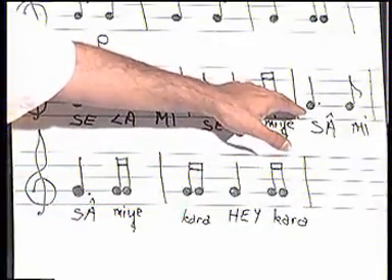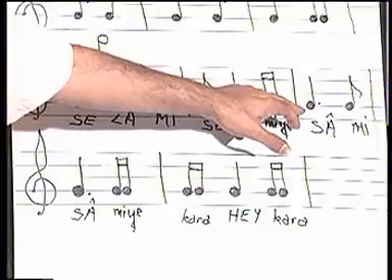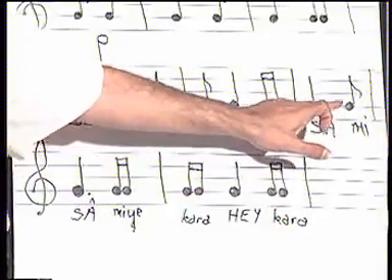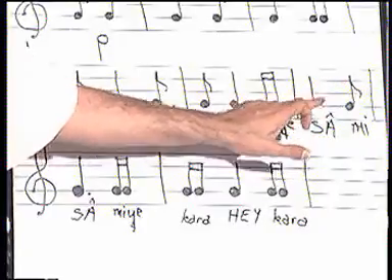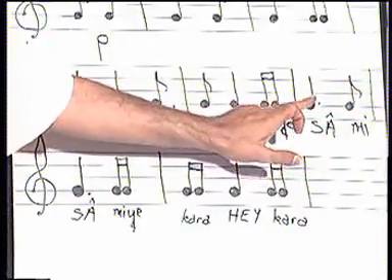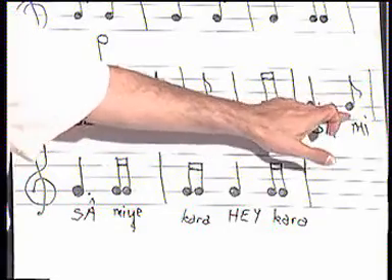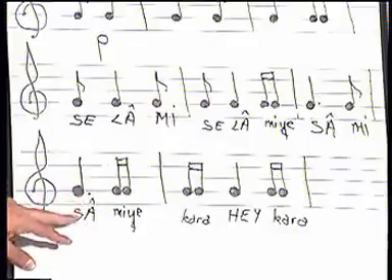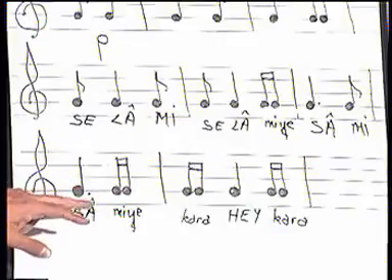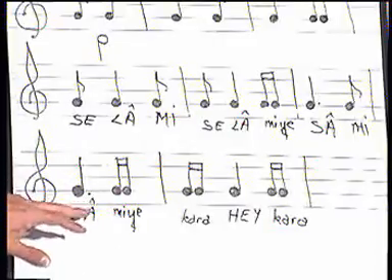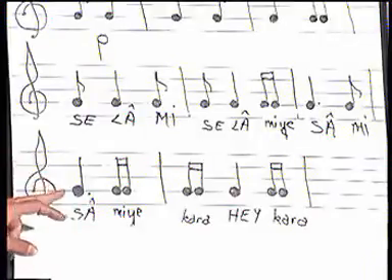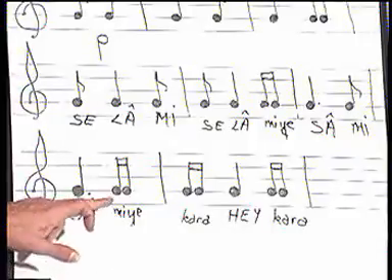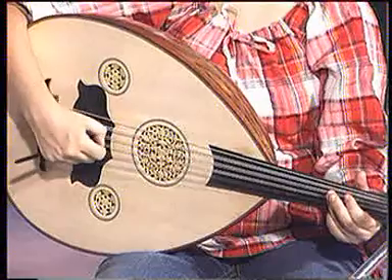On the blackboard, we see a quarter with a dot, and again an octave. When we read it with the notes, it would be like this. The other combination, if we read it with notes, would be like this. Now let's see how it is played on the oud.